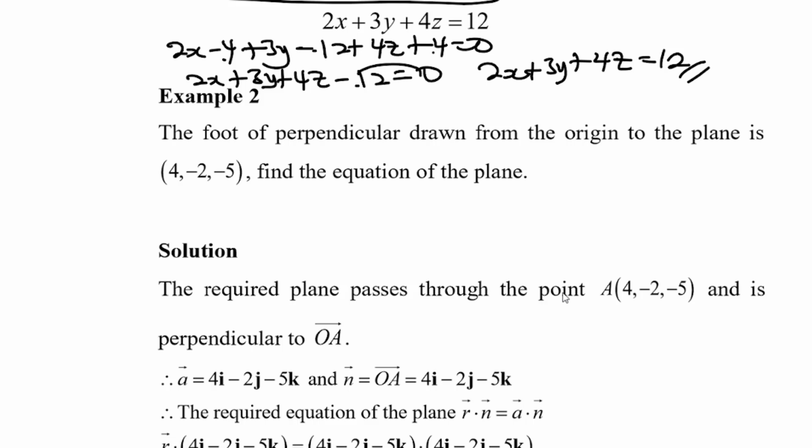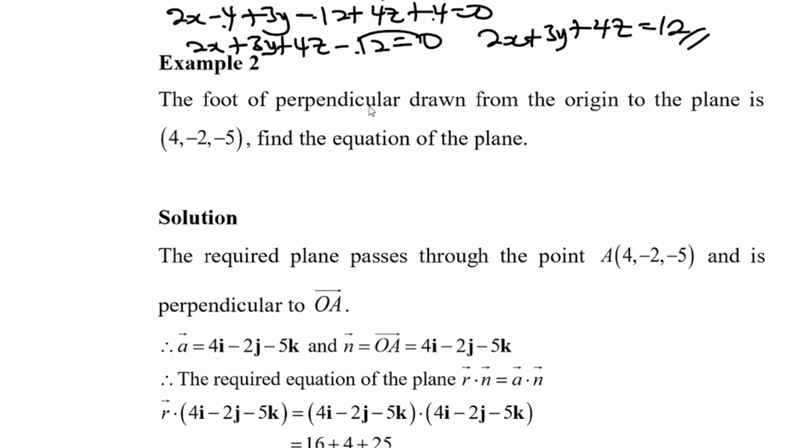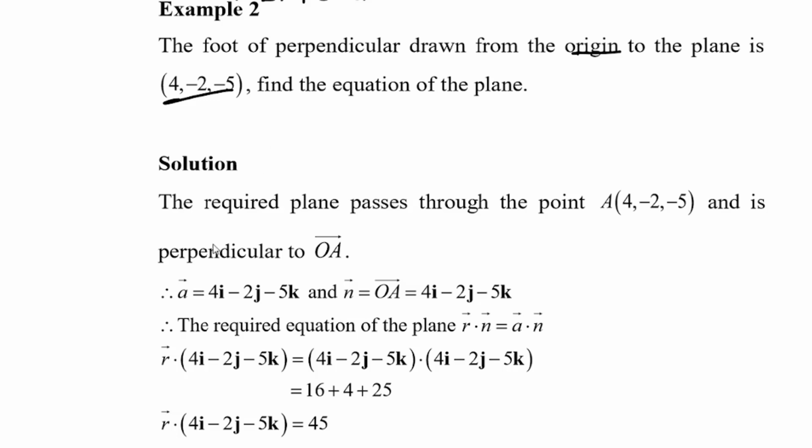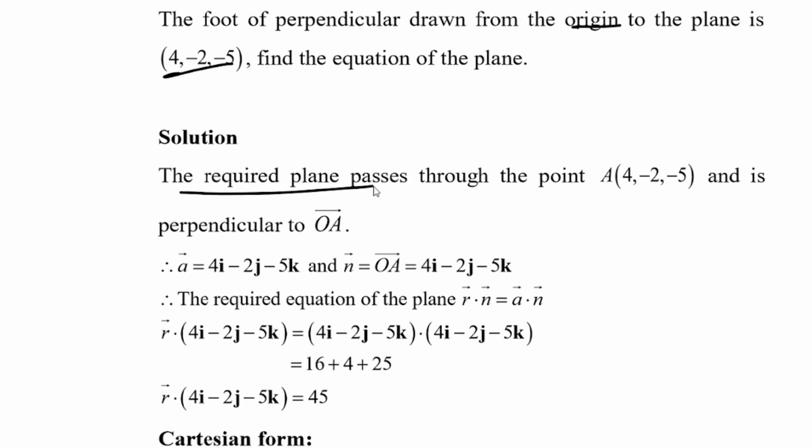Let's take an example again. The foot of the perpendicular drawn from the origin to the plane is 4, negative 2, negative 5. Find the equation of the plane. Now we are talking about the origin, and then there is a foot of the perpendicular which is drawn from the origin to the plane, and it is this 4, negative 2, negative 5. And we have to find the equation of the plane. Now we are saying that the required plane passes through the point A, and it's also perpendicular to OA.